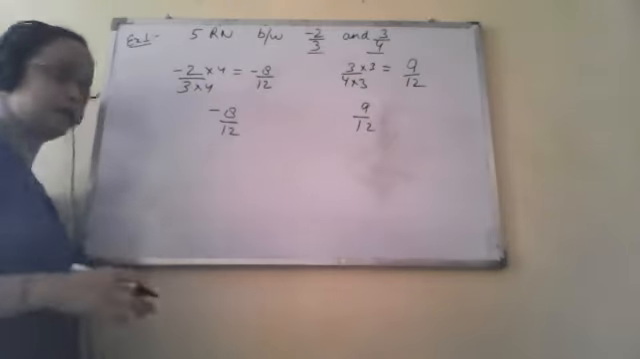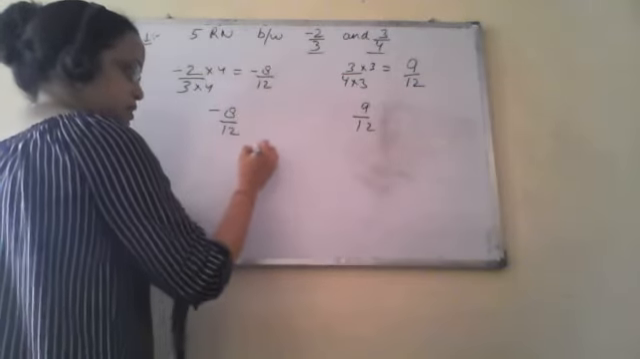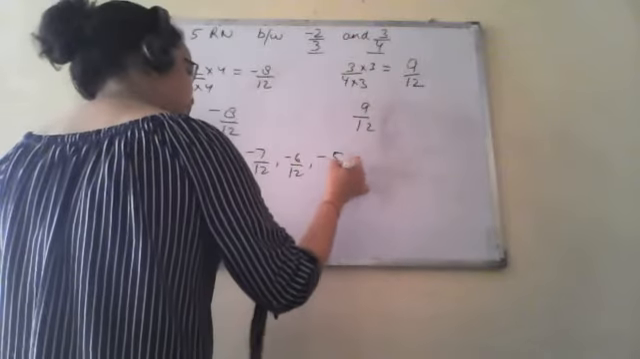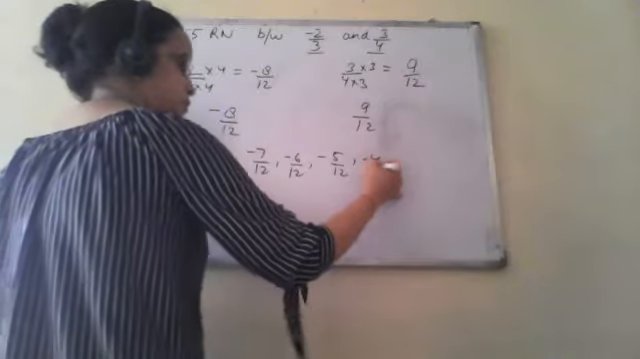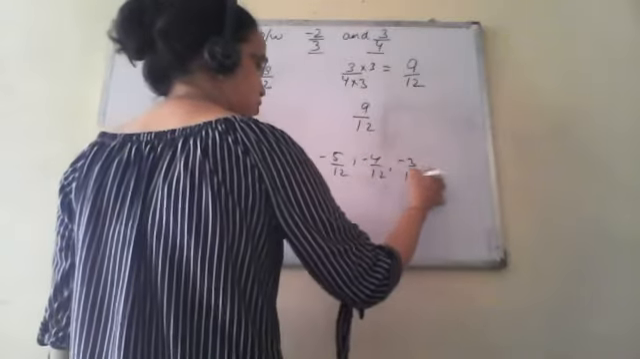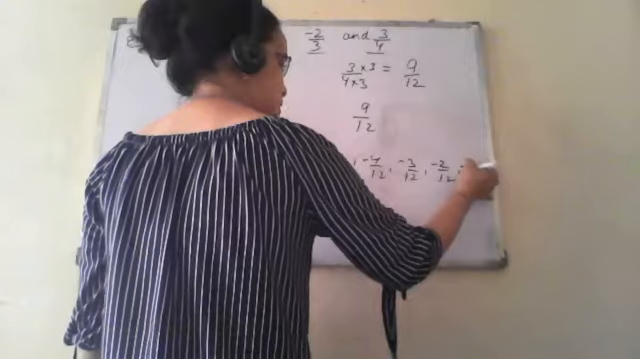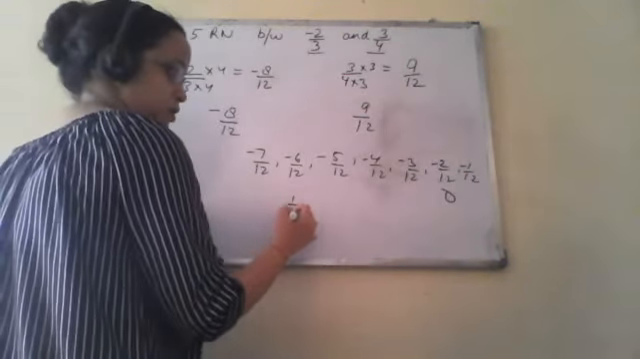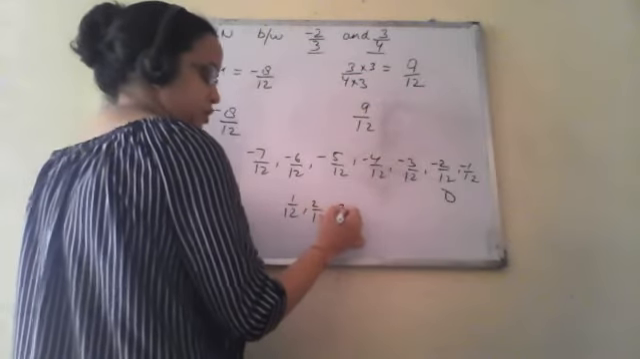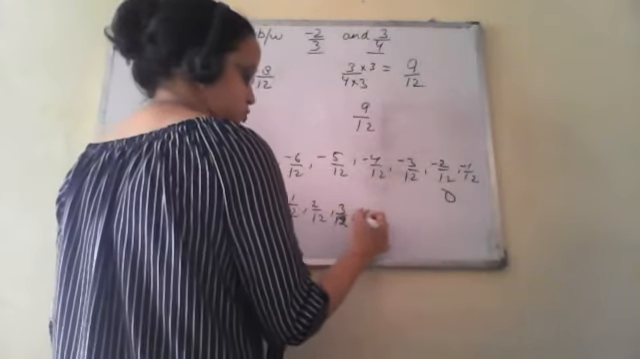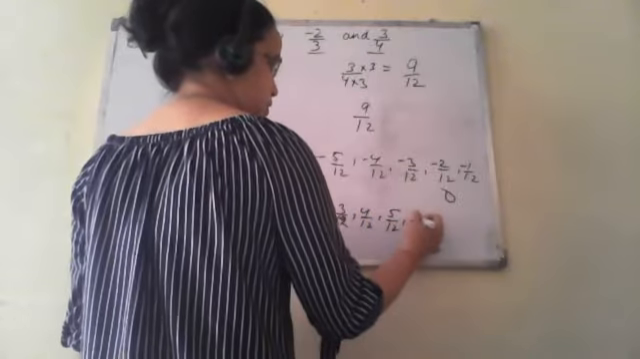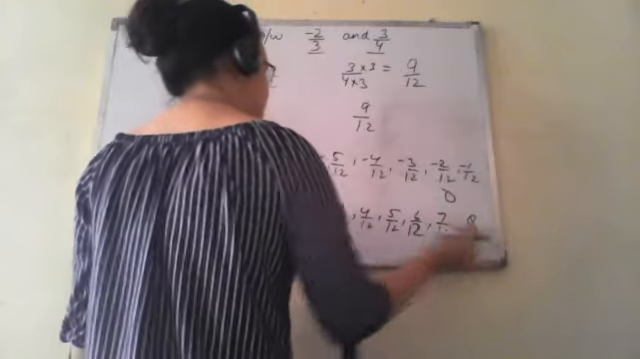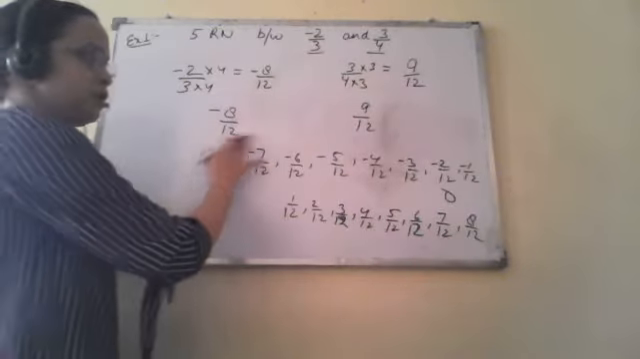So this is minus 8. Rational numbers could be minus 7 upon 12, minus 6 upon 12, minus 5 upon 12, minus 4 upon 12, minus 3 upon 12, minus 2 upon 12, minus 1 upon 12, or 0 can be found. So there are various numbers like 1 upon 12, 2 upon 12, 3 upon 12, 4 upon 12, 5 upon 12, 6 upon 12, 7 upon 12, 8 upon 12. So these are the rational numbers between minus 8 upon 12 and 9 upon 12.